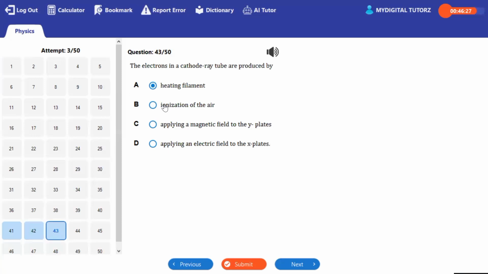You know, thermionic emission is nothing but the emission of electrons from the surface of a metal after it has been heated. So after it has been heated, that stream of electrons comes from the cathode electrode. That is why it is termed a cathode ray, because the stream of electrons is emanated from there. Are we together? So the electrons in a cathode ray tube are produced as a result of the heating filament, right? So that is option A.